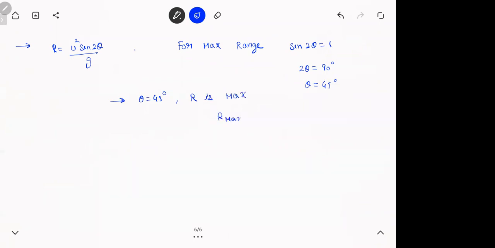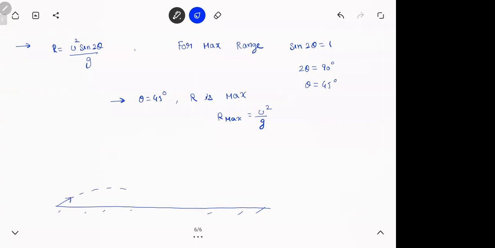Now here, see, for maximum range, if you want to throw the stone very far, obviously, when you're throwing stones in the river and all, you try to do that. Sin 2 theta should be 1. That means 2 theta should be 90 degrees. So theta is 45. So when theta is 45 degrees, we get the maximum range. So what is the maximum range then? Sin 2 theta becomes 1.